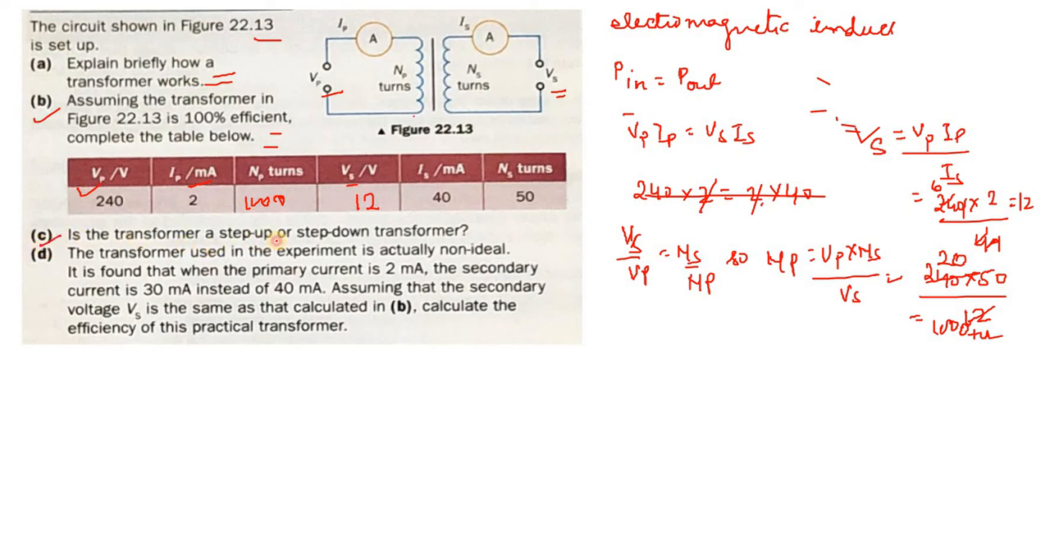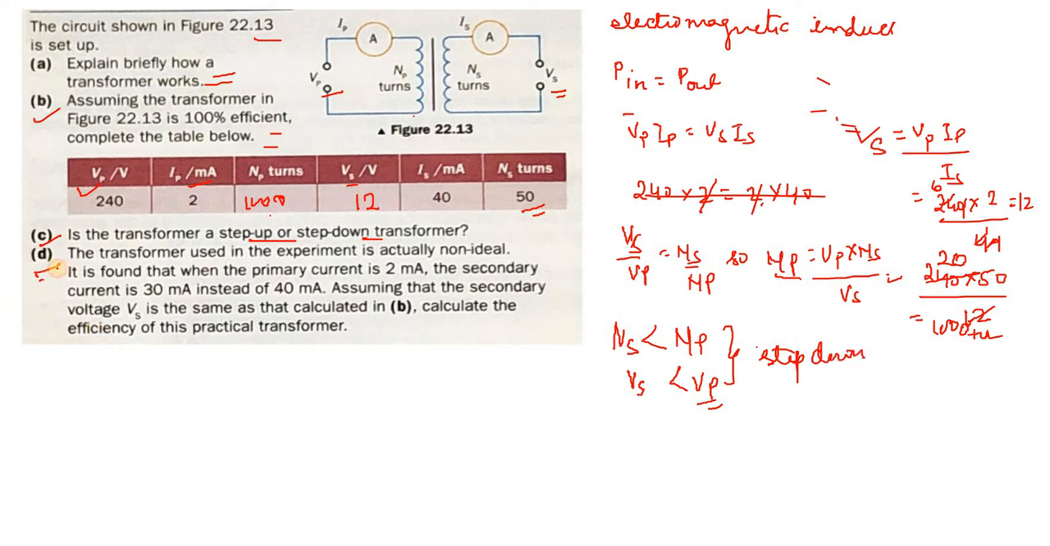Is this transformer a step up or step down? What we have learned is that in a step up transformer the number of turns will be more than in the primary. So now if you compare, the primary is how many turns? 1000 turns, and the secondary is 50 turns. Since here Ns is less than Np and also Vs is less than Vp, it means we are decreasing the output. It means it will be a step down transformer. Is it clear how to figure this out?